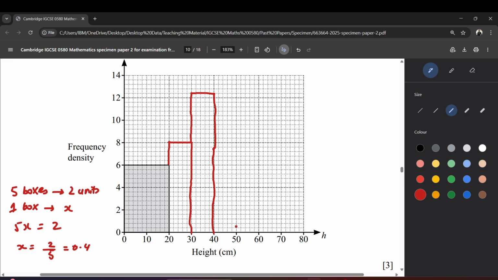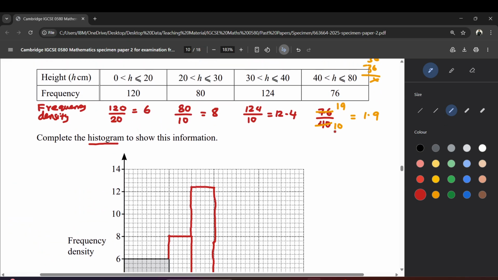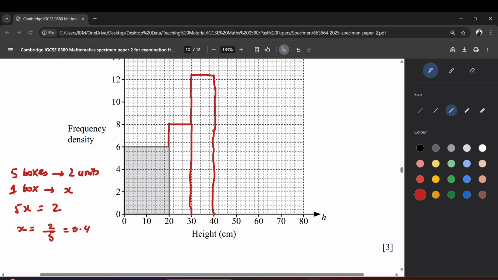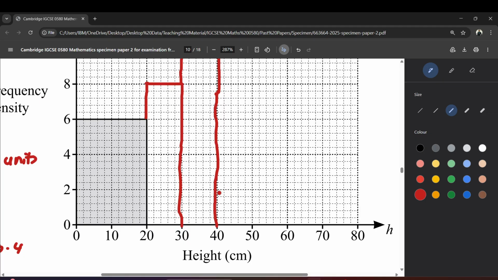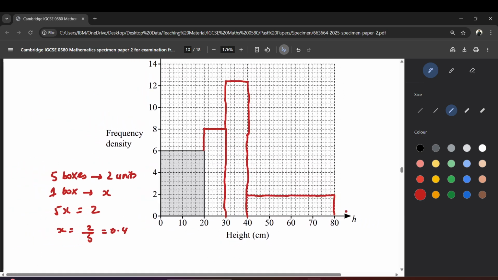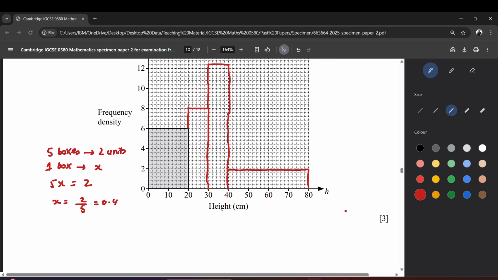Okay. The next one is 40 to 80, and that will be 1.9. So this is 0, 0.4, 0.8, 1.2, 1.6, and then you have 2. So it should be below 2. Make sure that it does not touch the line of 2, because 1.9 is very close to 2 but not 2. So make sure that you do not touch the line that represents 2, and that's it. So that is your rough diagram of the histogram.